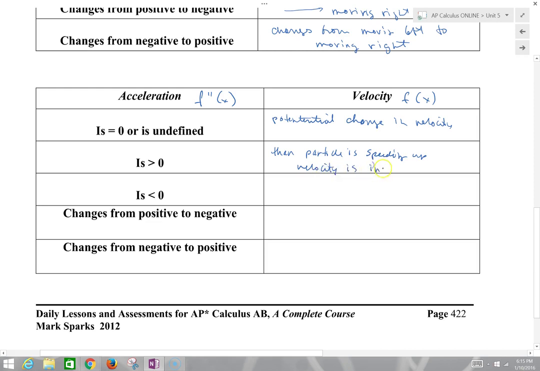Velocity is increasing. When acceleration is less than 0, then the particle is slowing down and the velocity is decreasing.